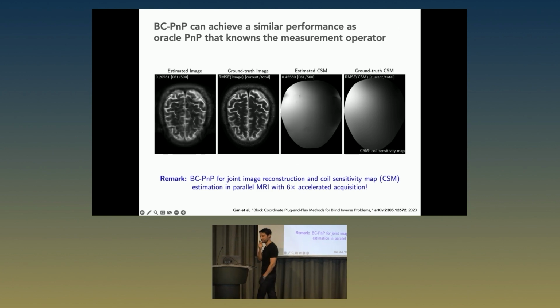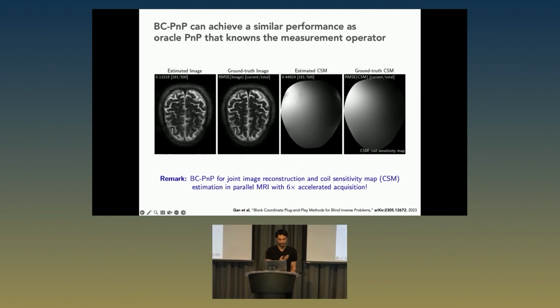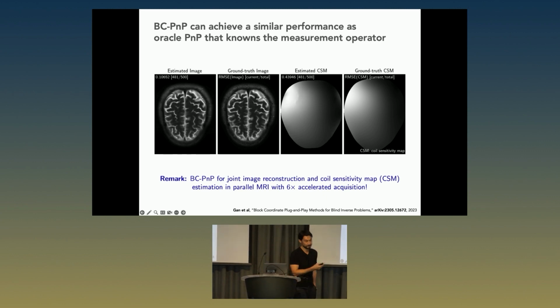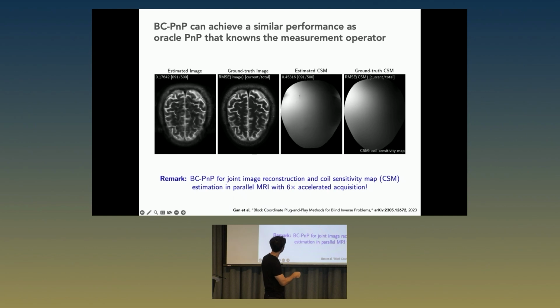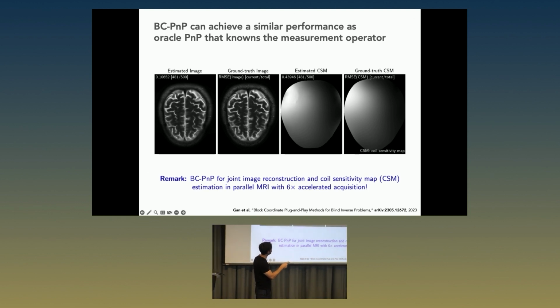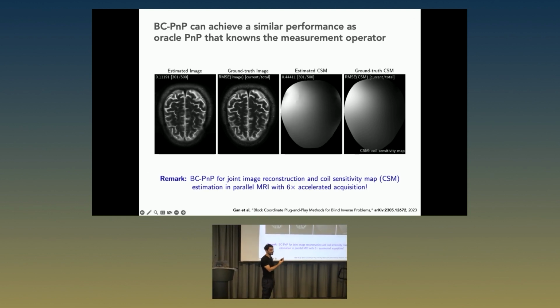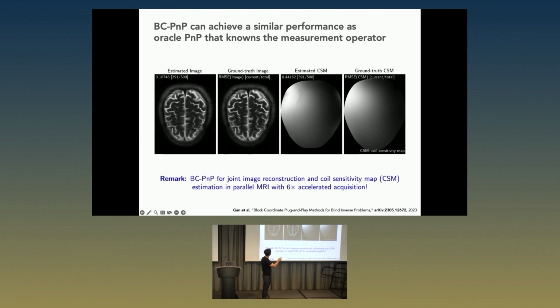All right, so let me just give you a little illustration before I give you a theoretical interpretation of this. This is an illustration of how the iterations work. On the left-hand side, there's the estimated algorithm for MRI. This is six-fold acceleration in parallel MRI. This is a ground truth image. This is the ground truth coil sensitivity map, which means it was estimated from the clean data. And this is the estimated coil sensitivity maps.